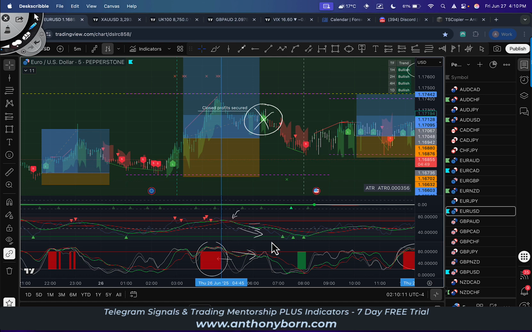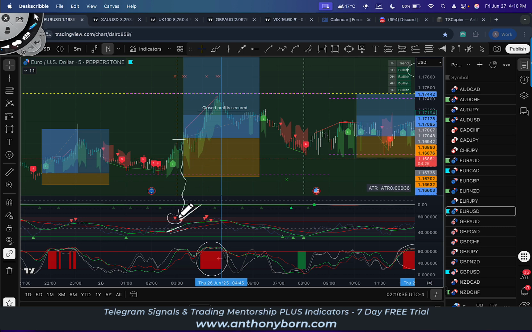You've got to pay attention to what's going on down here, and that will make all the difference. See the difference in when I took the trade. Have a look how these are expanding up and opening up there.